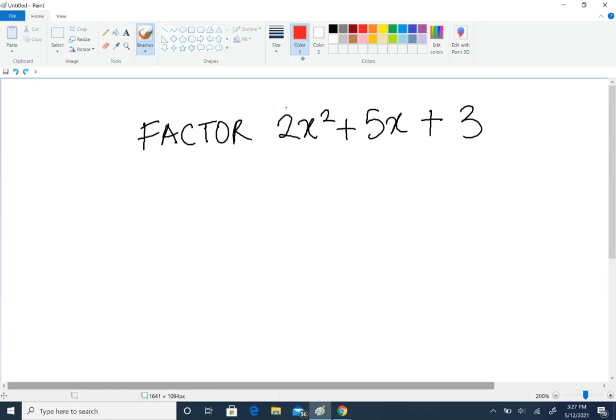Again, you notice that there is a number to the left of the x squared. So from what we learned in the 2 previous examples, whenever you see a number to the left of the x squared, you just have to see if there is any way that you could divide the entire problem by the same thing. Is there anything that could go into the 3 terms? Is there anything that can divide 2x squared, 5x, and 3? Well, there's nothing. There's nothing that can divide 2, 5, and 3.